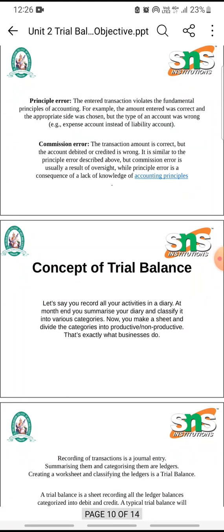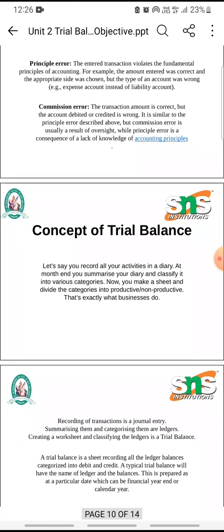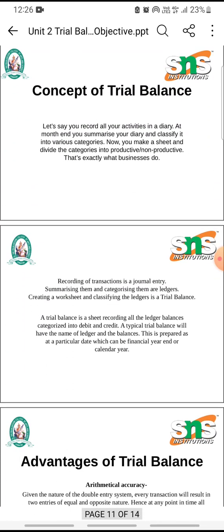Let's say you are recording all your activities in a daily journal. At month end you are summarizing your daily entries and classifying them into various categories. Now you take a sheet and divide it into categories. There are so many categories. Recording of a transaction in a journal, summarizing and categorizing them into ledgers, creating a worksheet and classifying the ledgers is a trial balance.